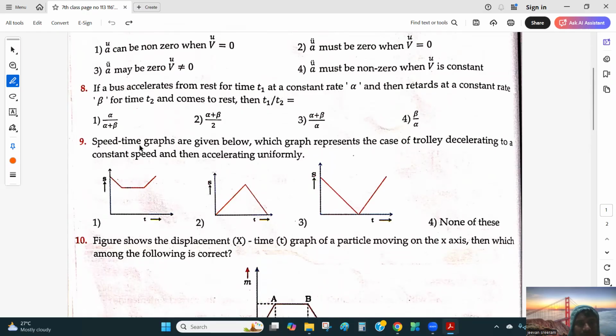These are the speed-time graphs given below. The speed has been taken on the y-axis and the time on the x-axis, as you can see from the options. Which graph represents the case of a trolley decelerating? The first thing you should be able to see is decelerating, then constant speed. Of course, you should be able to see constant speed in the graph as well.